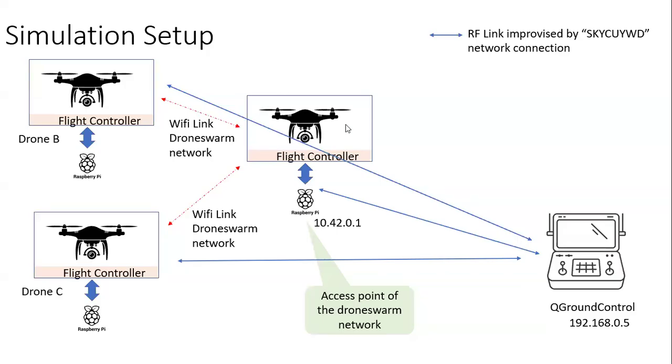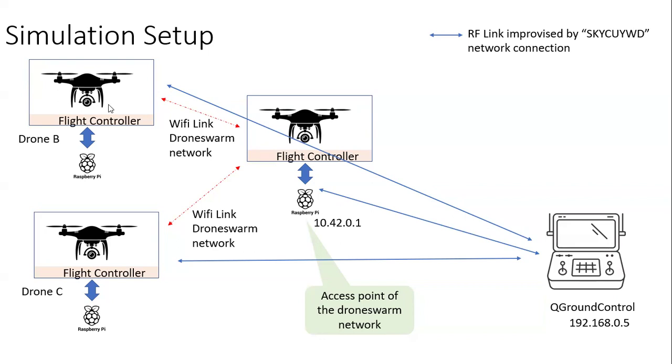Okay, so welcome back. I'm trying to create a simple drone network using the Ardupilot and QGIS control simulator in this work. The drone network has three drones in this case, simulated by three Raspberry Pis.